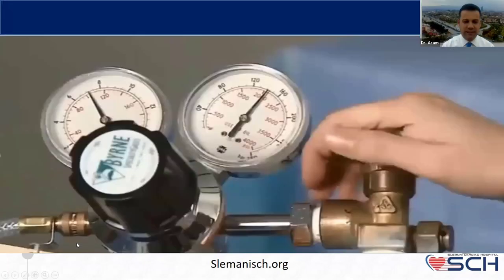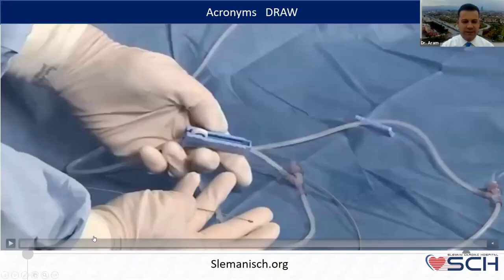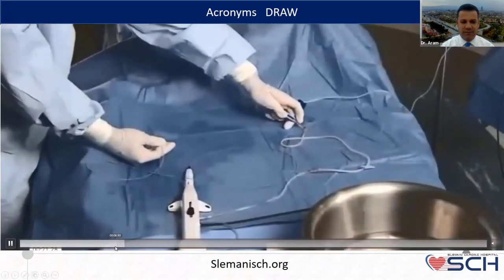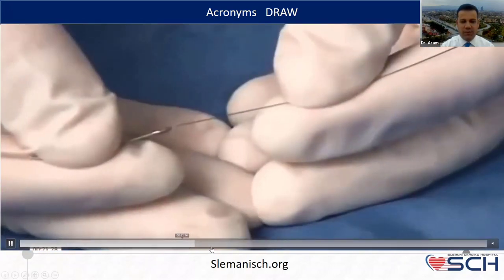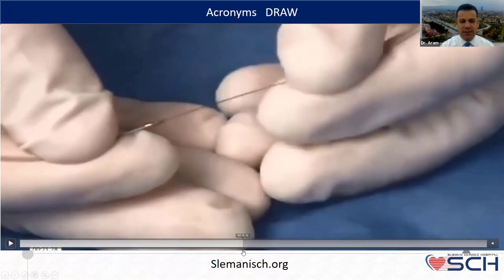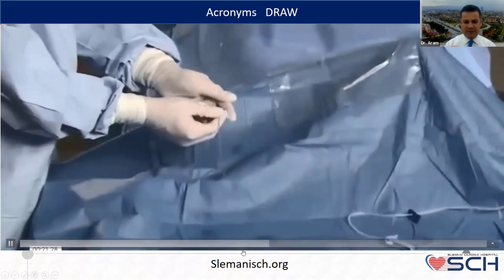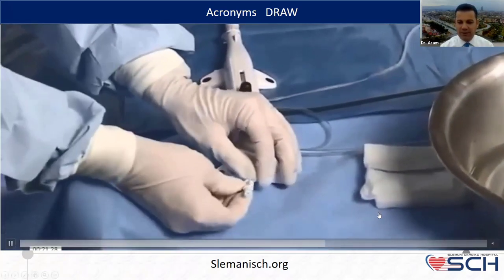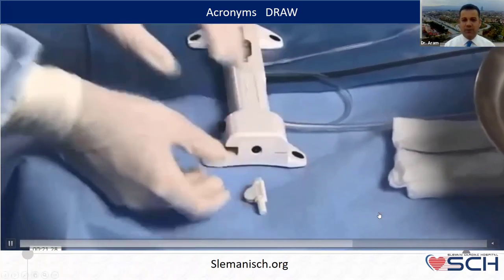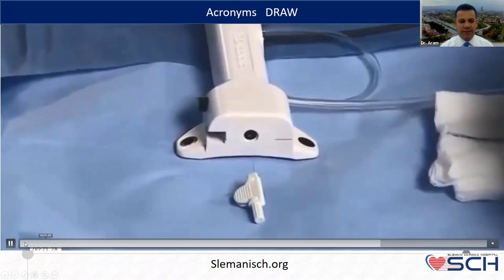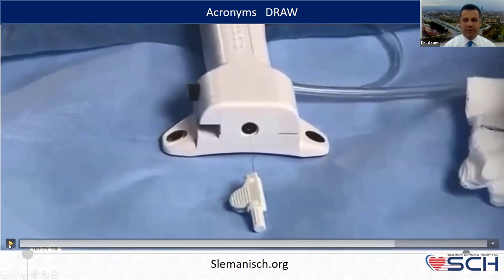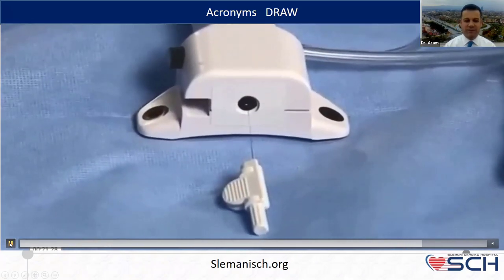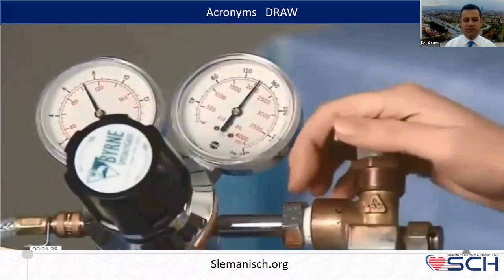This is the dripping of the drip. After that, we are going to backload the catheter on the wire. So when we are backloading the catheter or the wire, we are going to lock. The third one is to lock the wire. A is for advancer and W is for the wire.